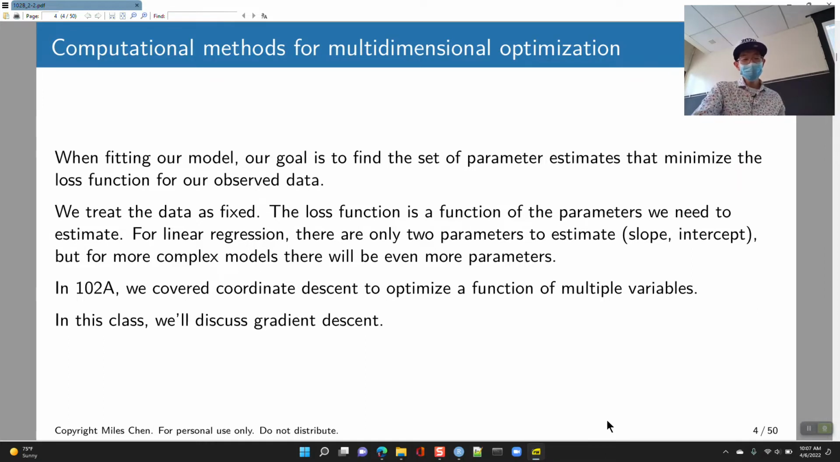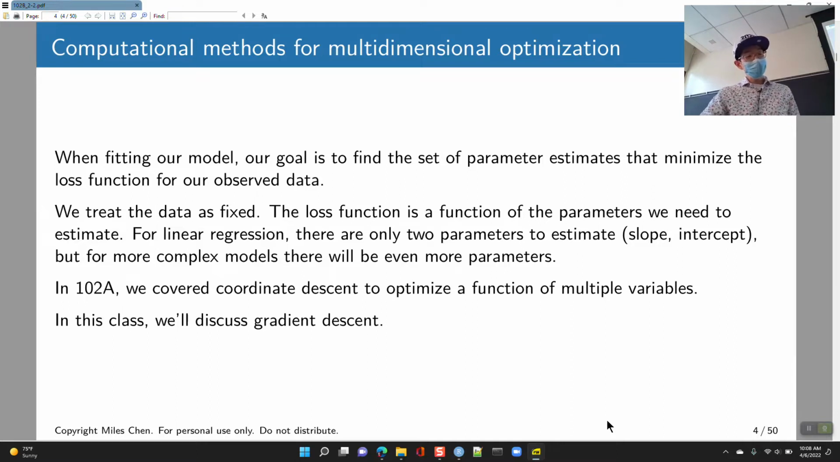The loss function is a function of the parameters that we need to estimate. For linear regression, if we're only estimating slope and intercept, our loss function is affected by the slope and the intercept that we choose. It's like you have two knobs, one that controls the slope, how steep it is, and one that controls the intercept, where it goes up and down. That affects the mean squared error.